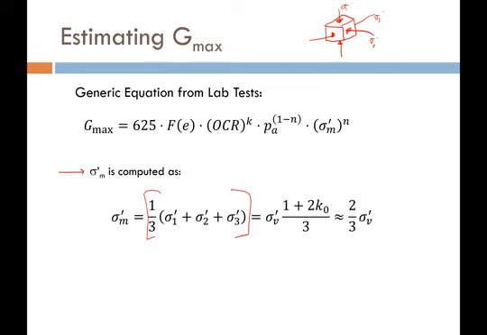Now, if we're assuming that sigma 2 and sigma 3 are equal, meaning that we don't have a plane strain condition, then we can write the equation this way, where you'll recall that K naught is equal to the horizontal stress divided by the vertical stress. And K naught is the at-rest earth pressure, lateral earth pressure coefficient.